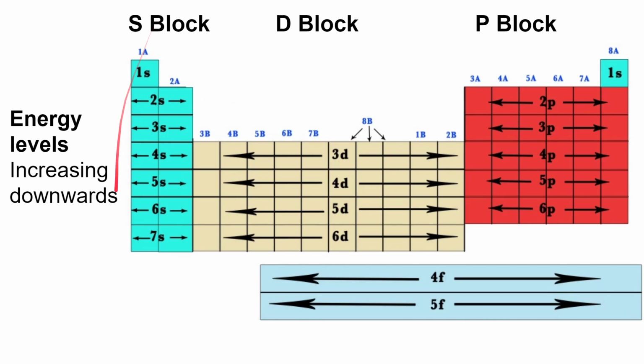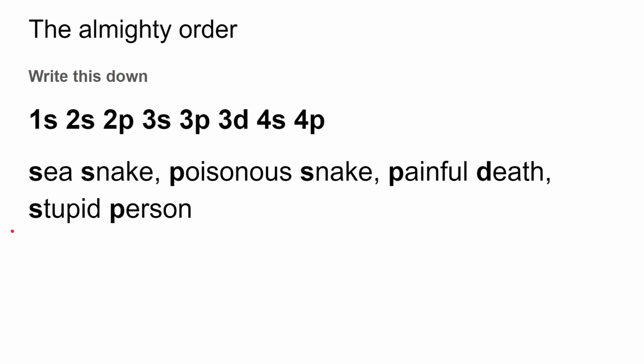As we call these blocks, we've got the S block here, and we've got the P block here. And D block is in the middle. And as we can see, the energy levels increase downwards. As you may think of like electron shells, we call these energy levels.